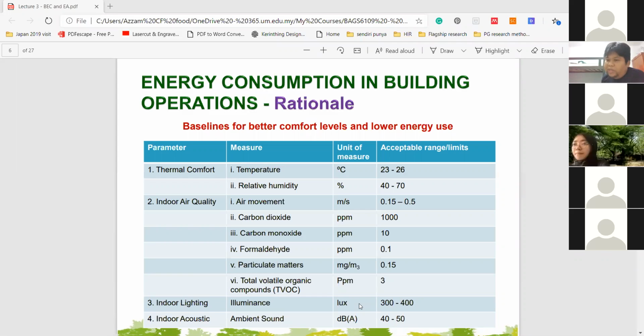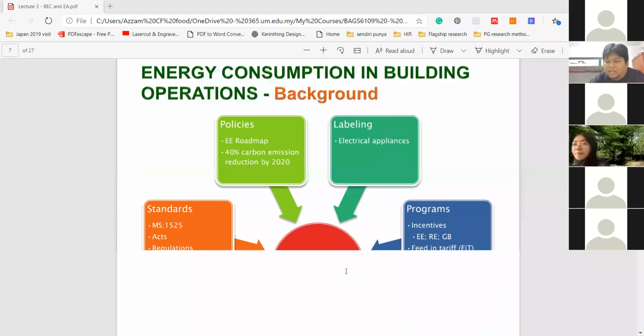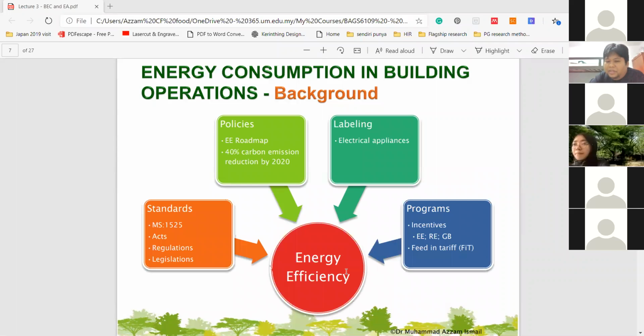If you go beyond that, then it becomes too noisy or too low, then it becomes a dead space, it does sort of affect your mood as well. So in terms of energy efficiency, there are so many things connected to it, to help it out in Malaysia.